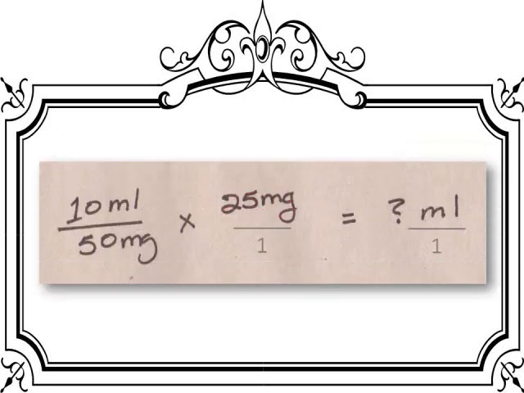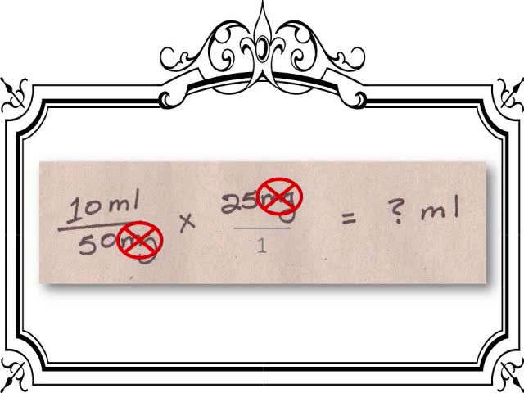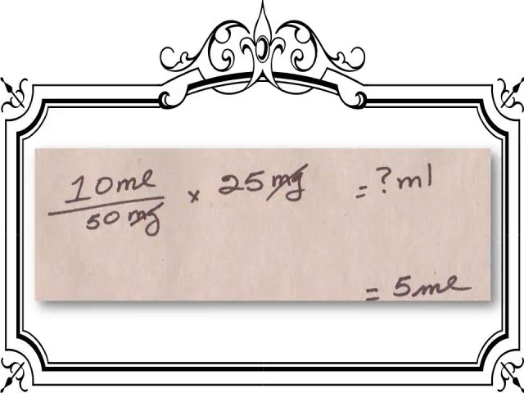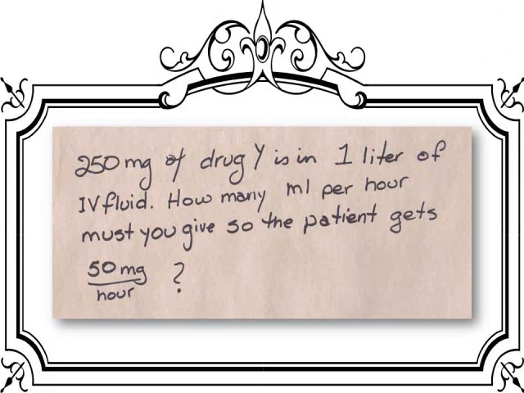We want to end up with 25 milligrams. That means, because we've got milligrams on the bottom in the 10 mils per 50 milligrams, we want milligrams on the top. So the two labels cancel each other out. So we end up with 10 mils over 50 milligrams times 25 milligrams, and that's going to give you the answer of 5 milliliters. Let's look at our next example.